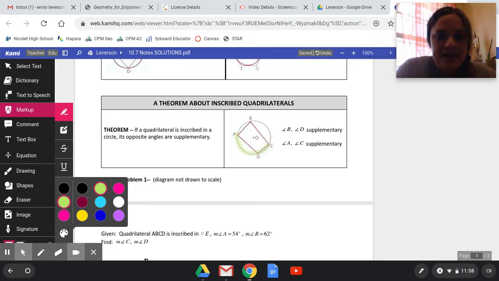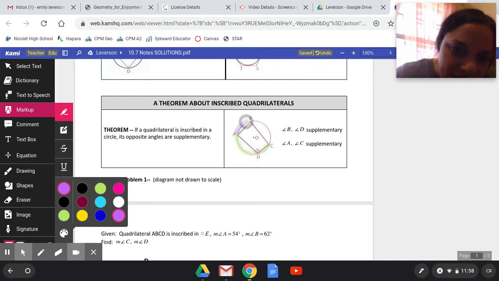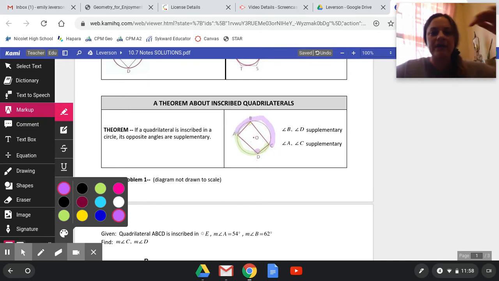And then opposite from angle B, right? The opposite angle from angle B is angle D. And that intercepts arc ABC going the other way, okay? And it's half of that. So if we look, those two arcs make up the full circle, which would be a full 360. But since they're inscribed angles, they're both cut in half. So their sum has to be 180.